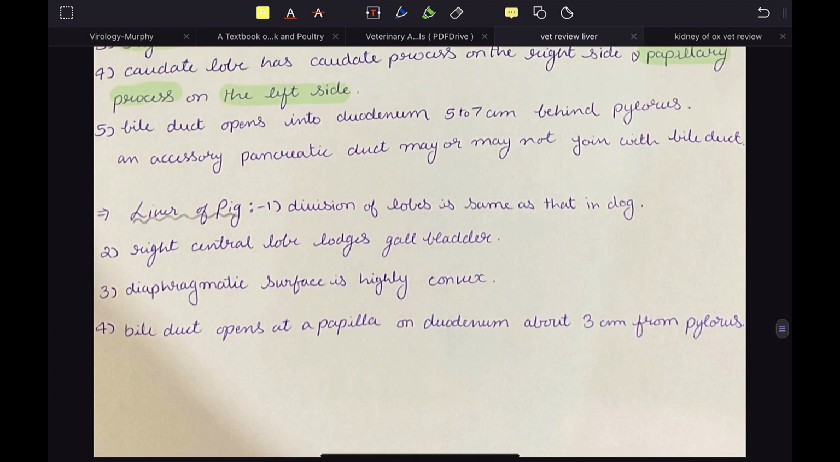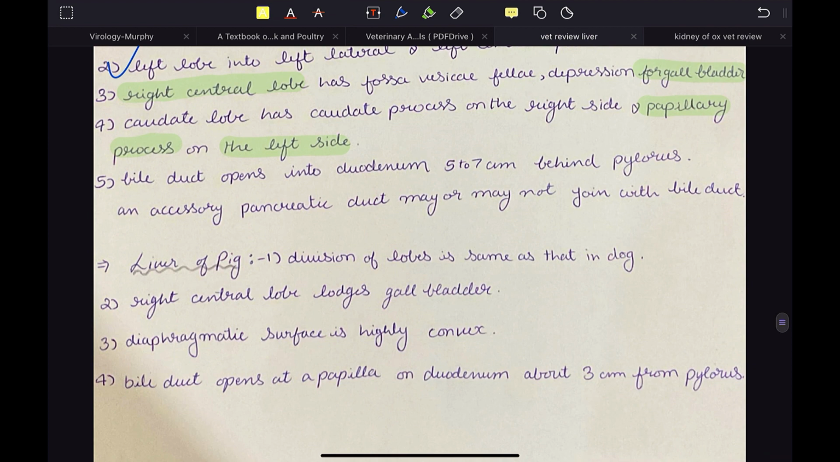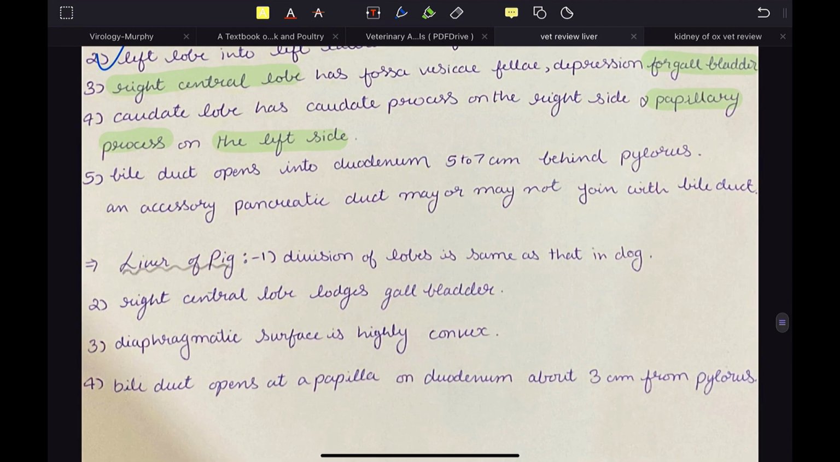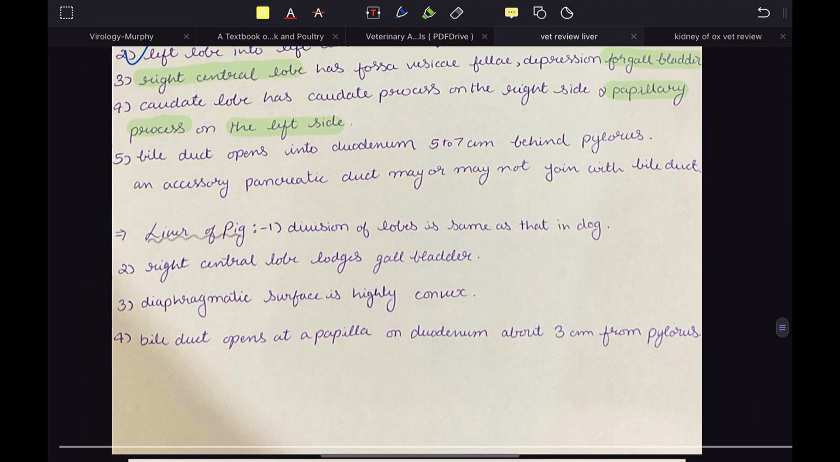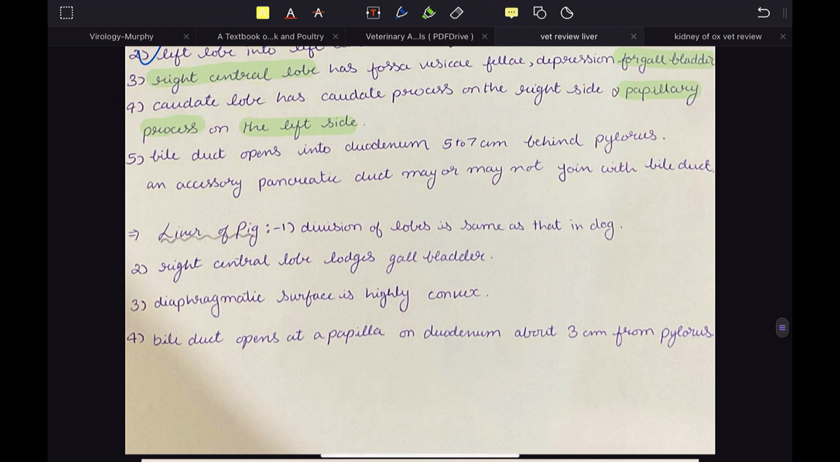And at last we have the liver of pig. So I've mentioned already that the division of lobe is same as that of dog. So we have a divided right lobe, divided left lobe. We have a caudate lobe and we have a quadrate lobe. Okay. Again, as in case of dog, the right central lobe lodges the gallbladder. Bile duct opens at the papilla on duodenum, about 3 centimeter from the pylorus. Nothing important. The main thing is that papillary process is absent in case of pig.